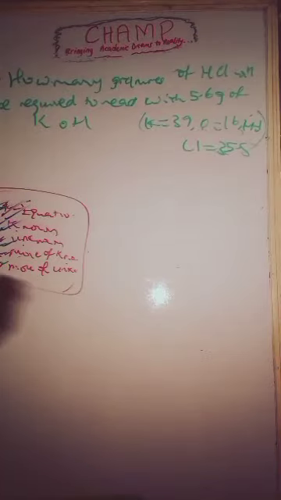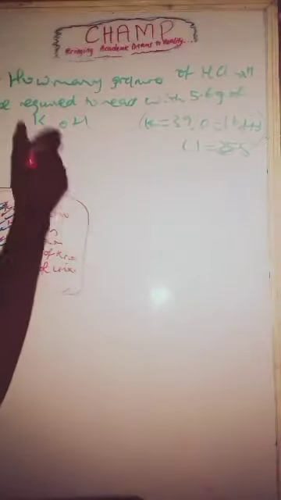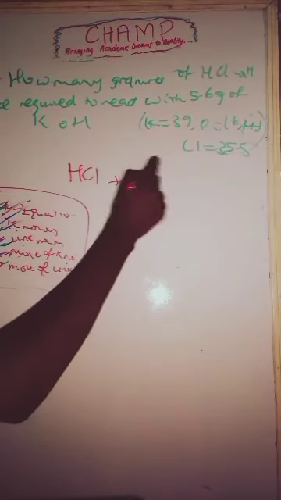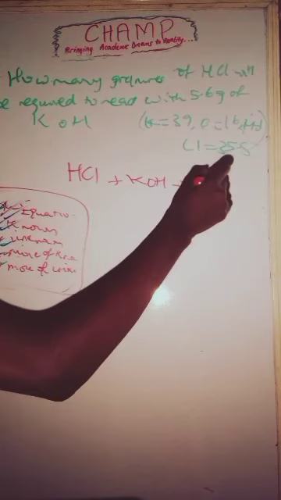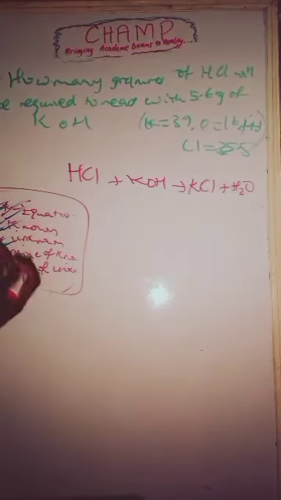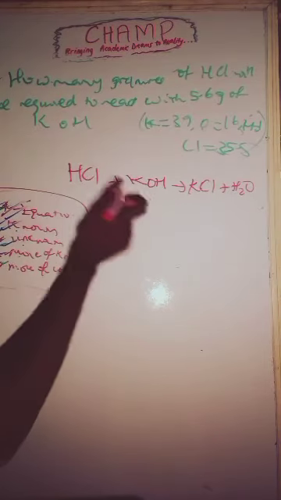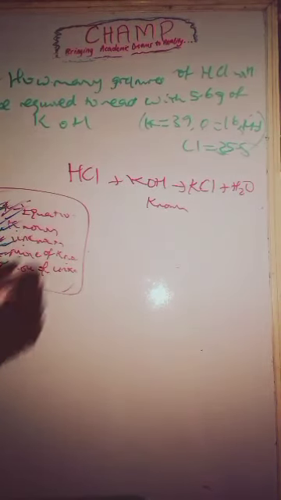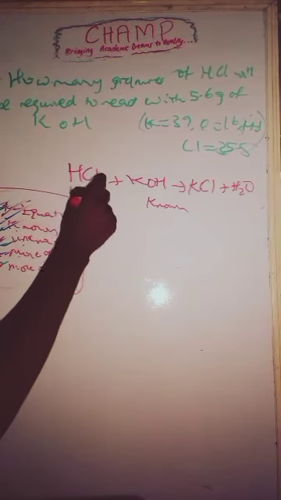I believe you've solved it now. So the first thing is your equation of reaction. What's your equation? HCl plus KOH. That will give you KCl plus H2O. What's your known? 5.6 gram of KOH. This is your known. What's your unknown? How many grams of HCl? HCl. This is your unknown.